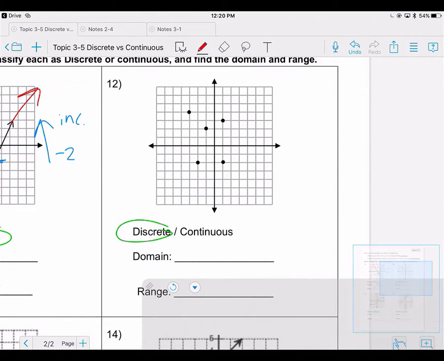Problem 12, because this one is discrete, we have to put the little braces around it because we have very succinct counted points on this. Looking at my domain, remember the order doesn't matter, just make sure you catch all the x's. So this would be -3, -2, -1, and both of those are +1.